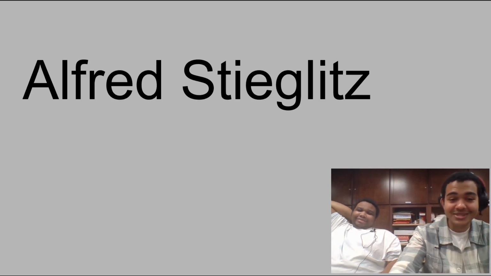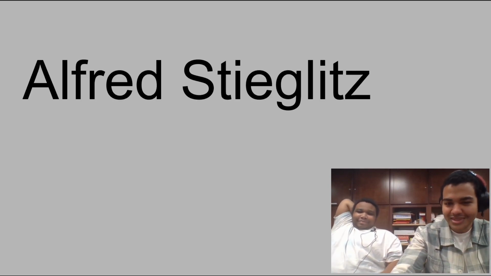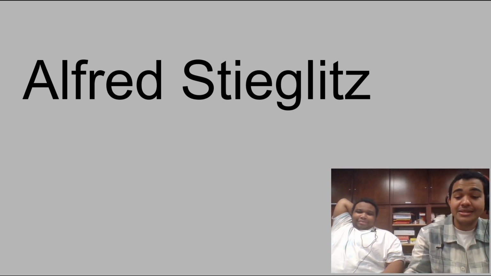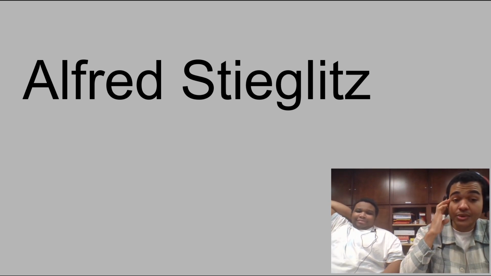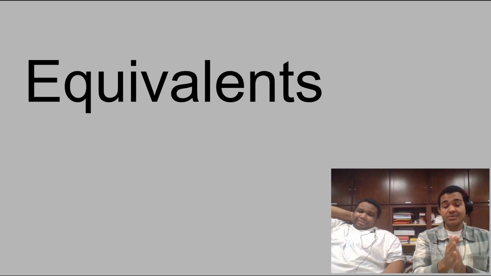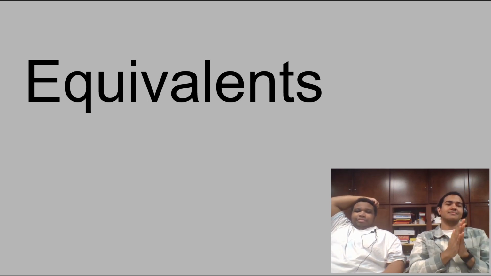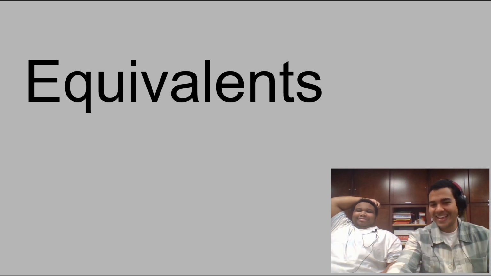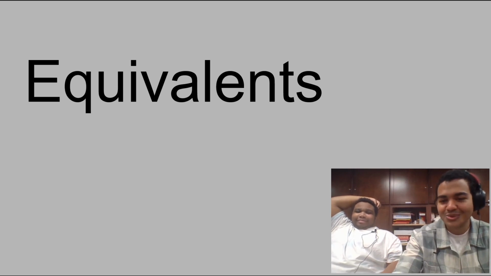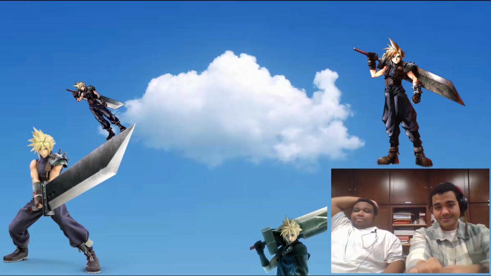So Alfred Stieglitz is named Alfred Stieglitz. Today we're looking at his works called Equivalents. They're a collection of cloud photos, and they're good. I like them, at least. So before we go into Equivalents, we're going to talk about clouds in photography.